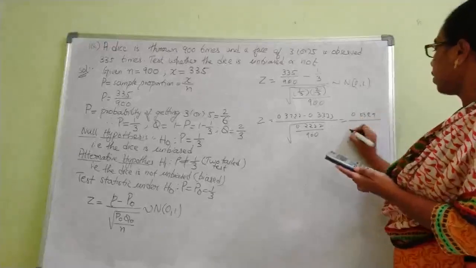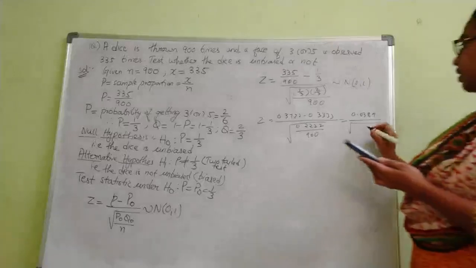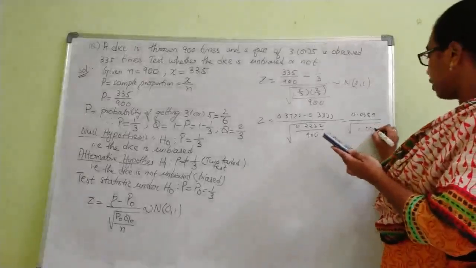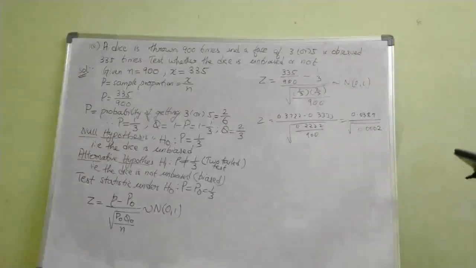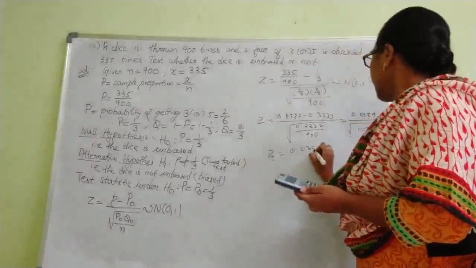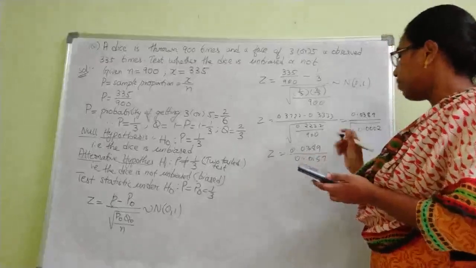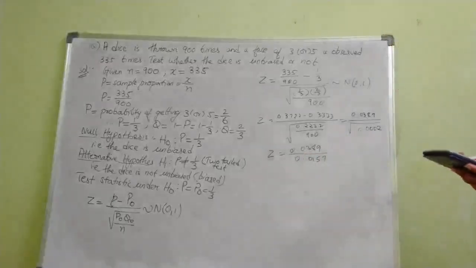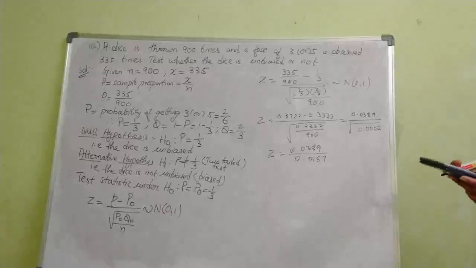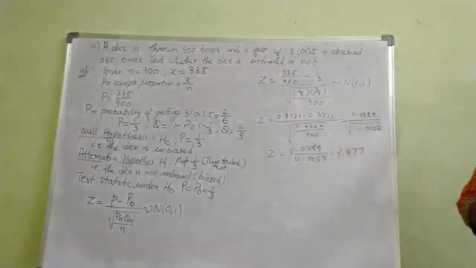0.0389 divided by square root of, so simplify this, 0.2222 divided by 900, it is 0.0002. Now find the square root of that answer. So Z equals 0.0389 divided by square root of that answer, which is 0.0157. Now numerator 0.0389 divided by denominator 0.0157, it is 2.477. So this is the Z value.